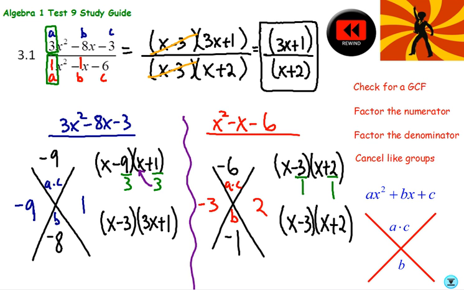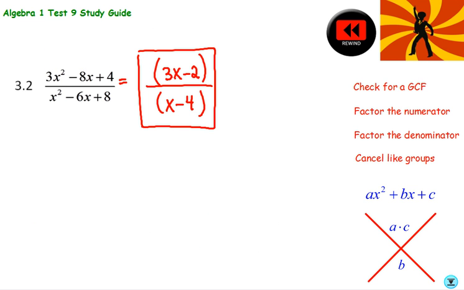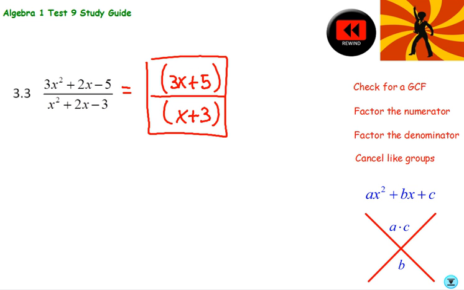All right, so let's see what you got for 3, 2. So should have got 3x minus 2 over x minus 4. If you didn't get that, see if you can figure out where you went wrong. If you're not able to figure that out, just ask. 3, 3 should have got 3x plus 5 over x plus 3. And again, once again, try, see how much you can figure out on your own. So see if you're able to figure it out.